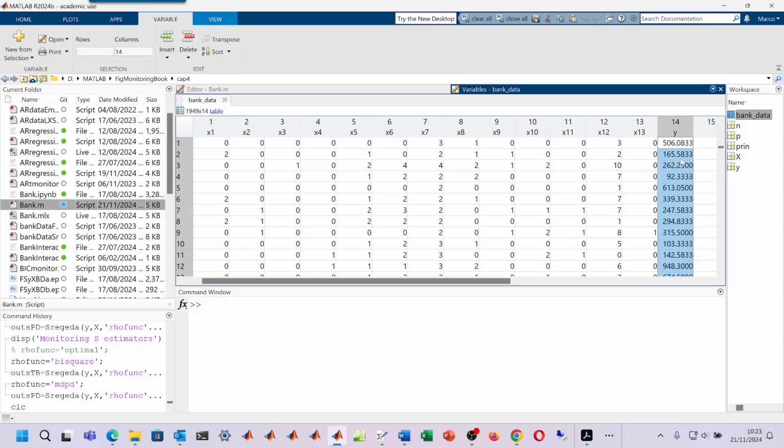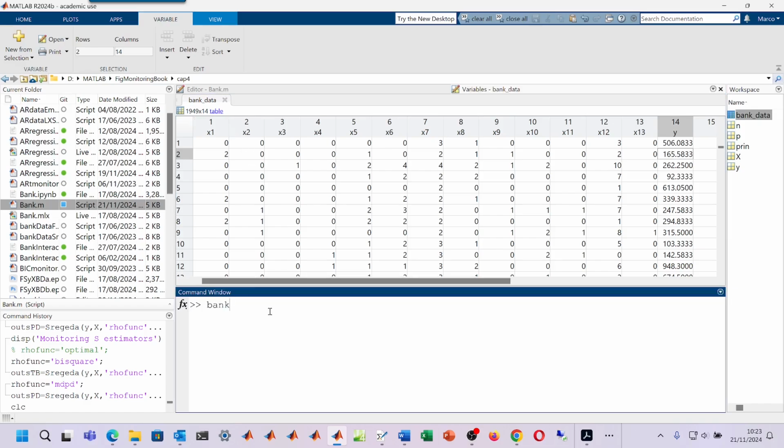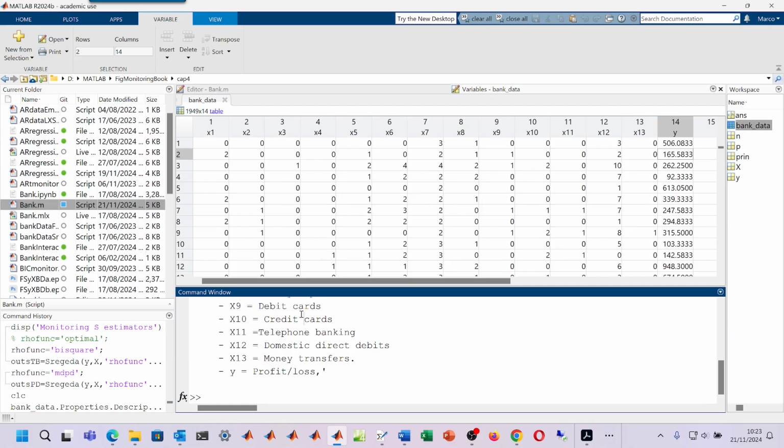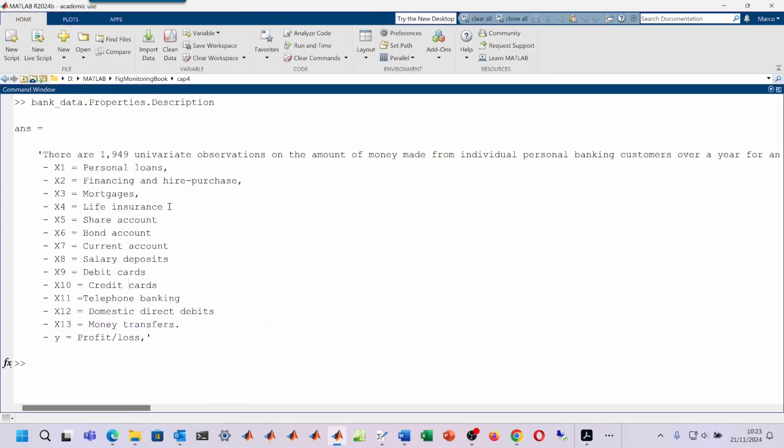However, the bank would like to know how this profit has arisen, what particular activities are profitable, what particular activities are not. Activities can be shown in the description, and these are the activities, at least the 13 activities. Then the response is the profit loss over a particular year.